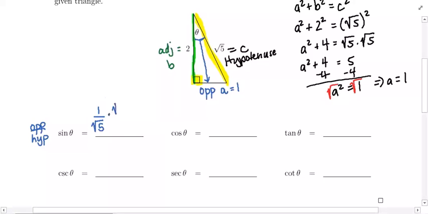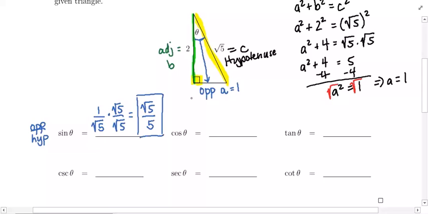We're going to multiply the top and the bottom by the square root of 5. Then multiply across the top and across the bottom. 1 times the square root of 5 is the square root of 5, and the square root of 5 times the square root of 5 is 5. So here is the sine value for theta.